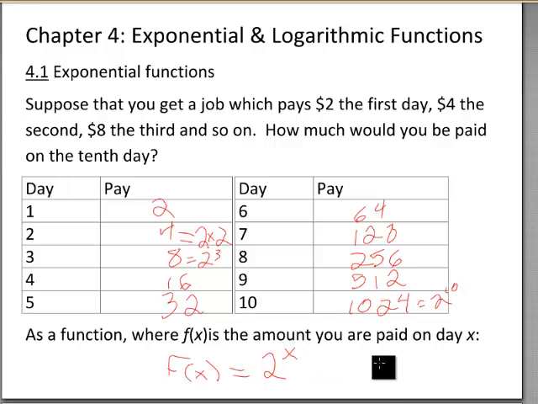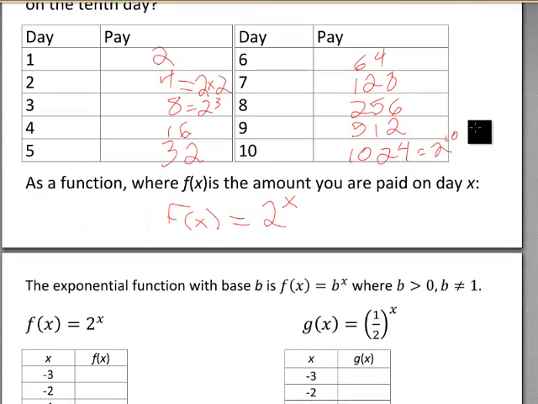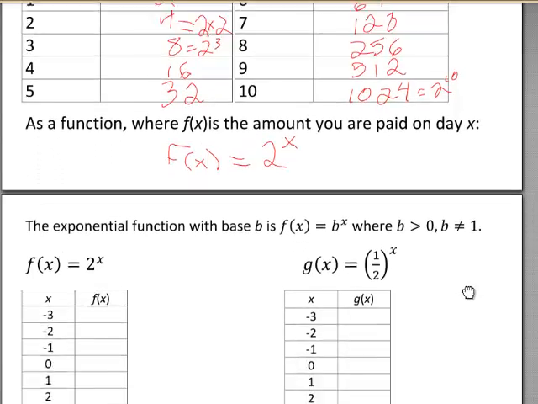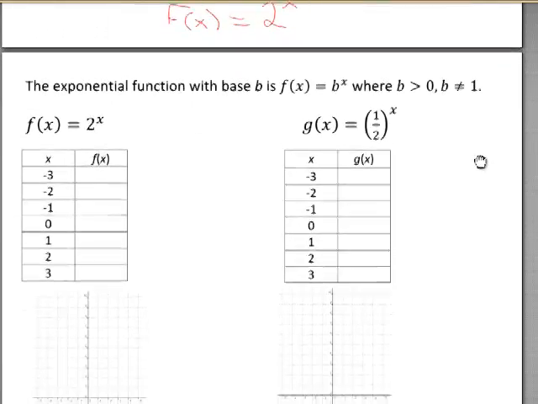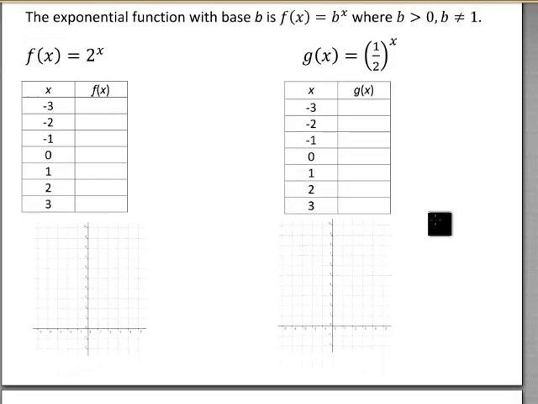So now we can see, for example, what we would get on the 20th day or the 56th day, as I said. Okay, so that's the basic idea of an exponential function. We have a function in which the variable shows up in the exponent. That's the defining characteristic. So let's look at some examples here.